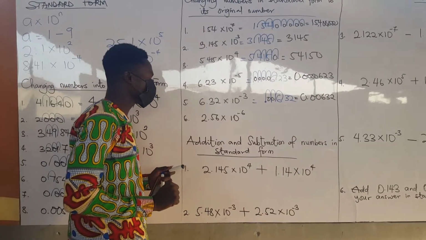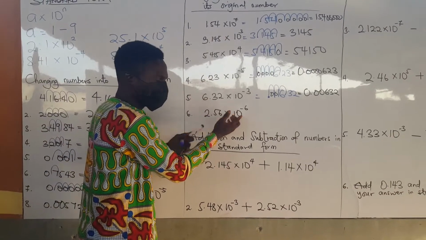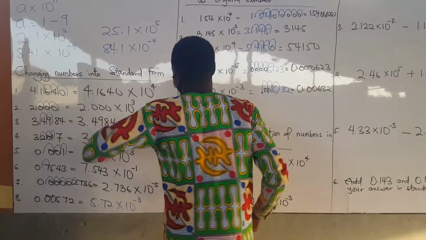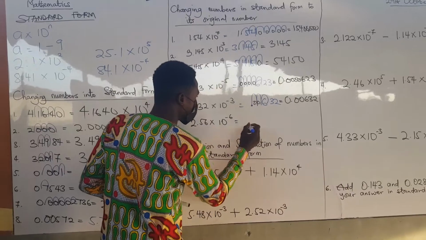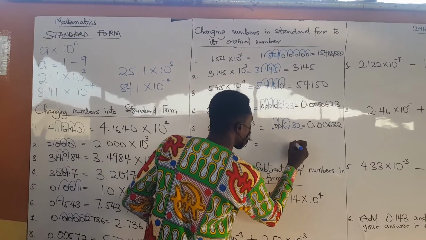I hope we are okay with it. The same thing we are going to do here. The power is negative 6. So you are moving to your left 6 times. So I'm going to get... let's move to this side.